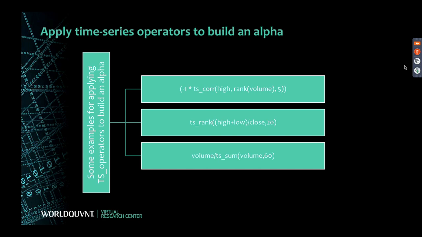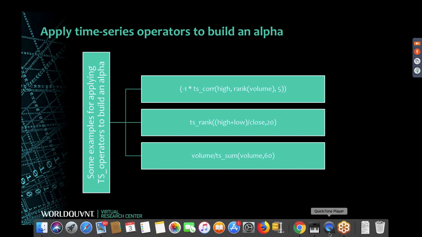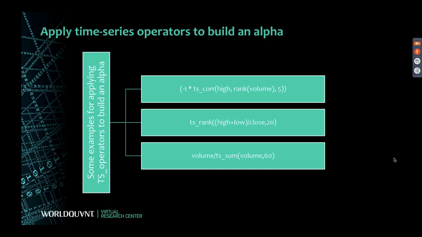TS rank. So this is basically you compare the closing price in high plus low over the last 20 days on a time series basis. So this is a kind of a vanilla TS rank. You put any data into TS rank, you can see how the recent trend of the data is. Does it go up or does it go down? And the last example is comparing the recent, or today's volume to the recent past.